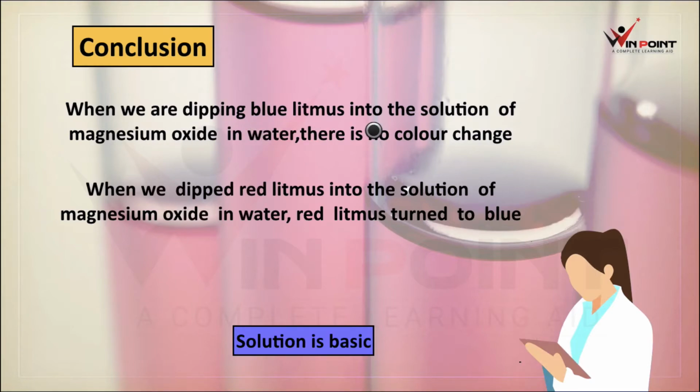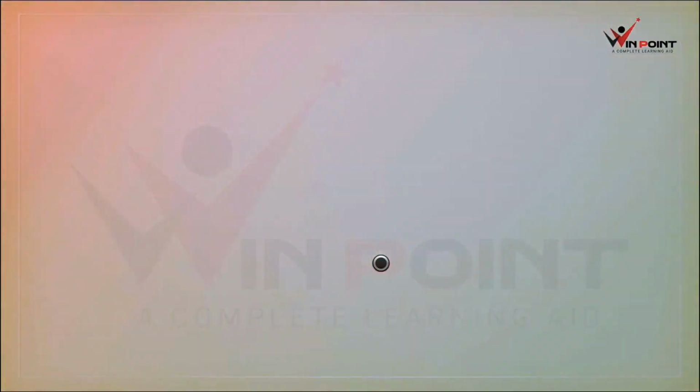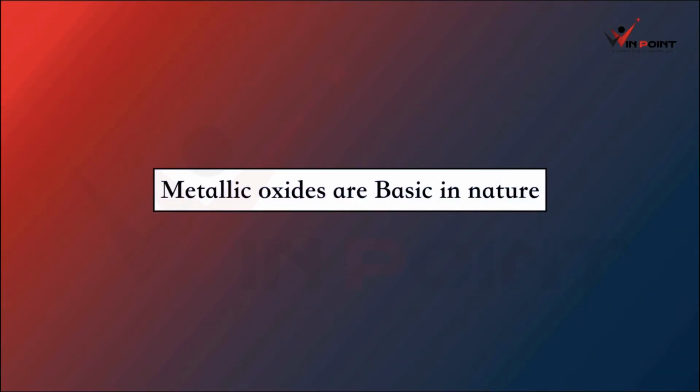We can conclude that when we dip blue litmus into the solution of magnesium oxide in water, there is no color change. When we dipped red litmus into the solution of magnesium oxide in water, red litmus turned to blue. So we can conclude that the solution is basic. Both metallic oxides, magnesium oxide and iron oxide, were basic, right? So we can conclude that metallic oxides are basic in nature.